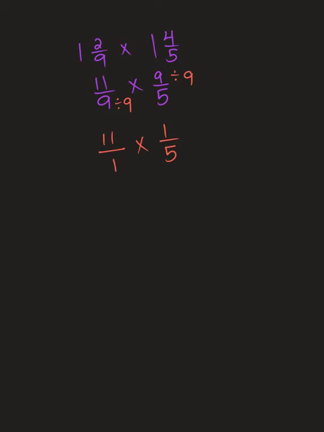And now I'm just going to multiply straight across. So 11 times 1 is 11, 1 times 5 is 5, and I know that 5 goes into 11 2 times. I would have 1 left over, 5 stays my denominator.